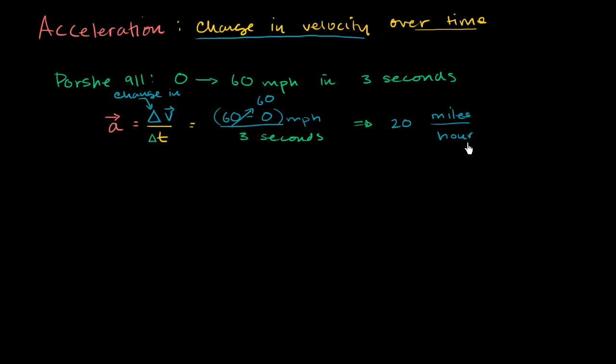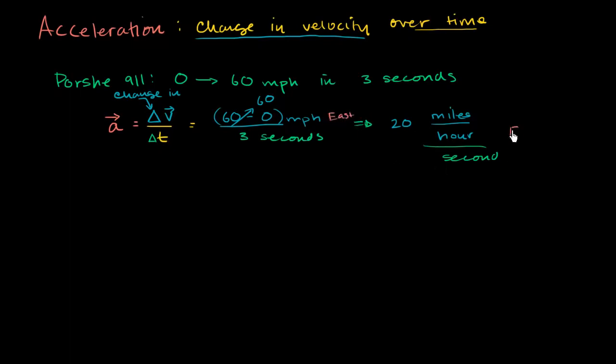So miles per hour, and then we could either put seconds like this, or we could write per second. Let's just think about what this is saying. We could get it all into seconds, or we could all get into hours, whatever we like. This is saying that every second, this Porsche 911 can increase its velocity by 20 miles per hour. So its acceleration is 20 miles per hour per second. And actually, we should include the direction, because we're talking about vector quantities. So this is to the east.